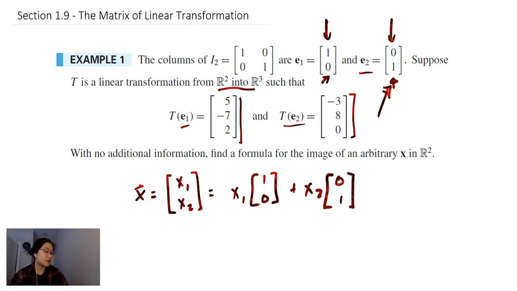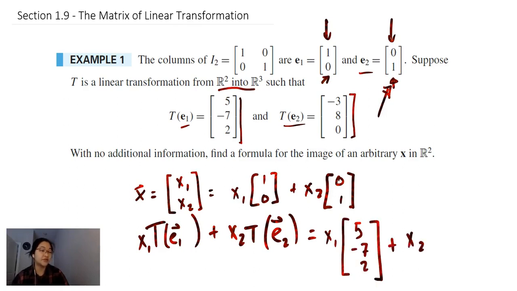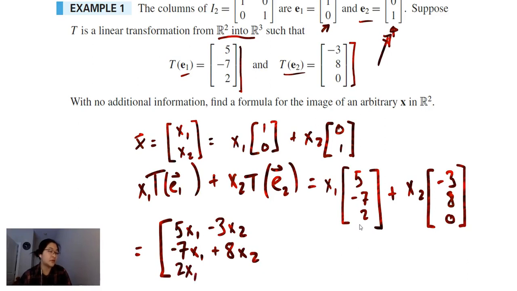And so, if we have x1 times our transformation on E1 plus x2 times our transformation on E2, then we should be able to get out what we're looking for. So that's going to be x1 times 5, negative 7, 2 plus x2 times negative 3, 8, 0. And so now we have a linear combination, and we can add these up. And so we get 5x1 minus 3x2, negative 7x1 plus 8x2, and 2x1 and 0x2.